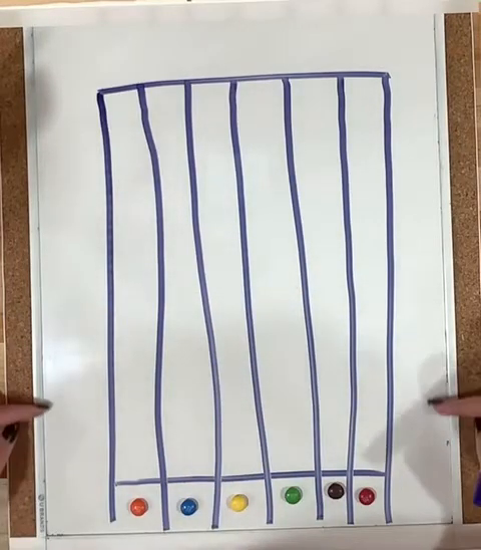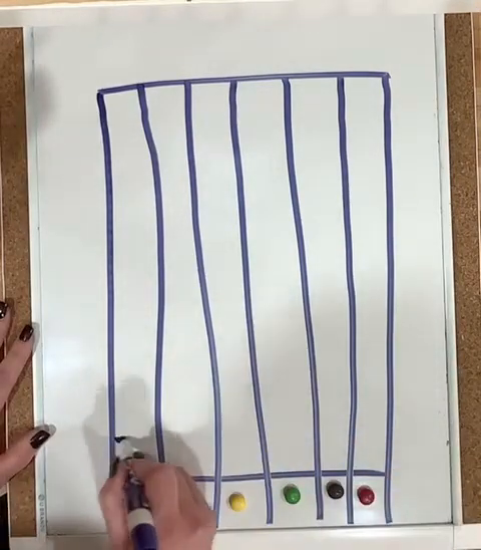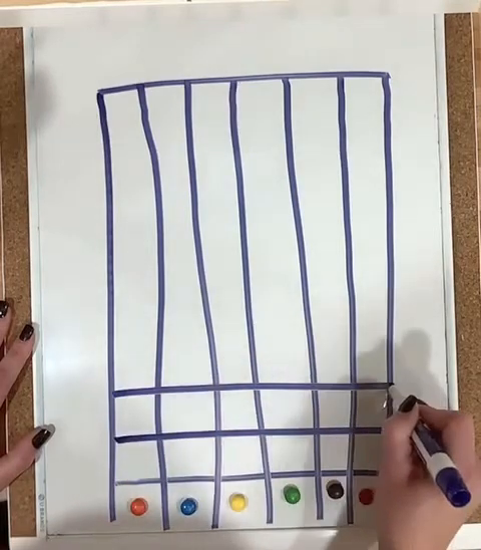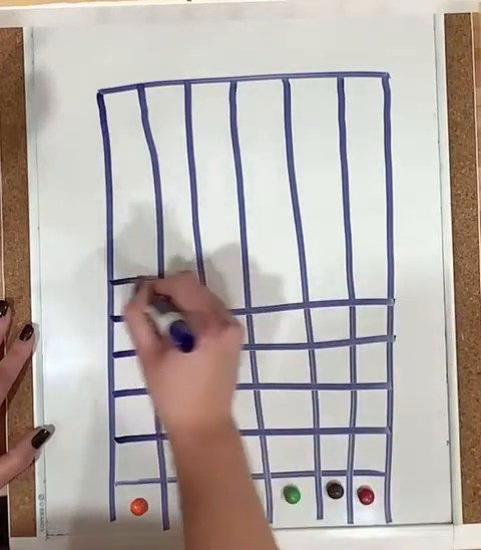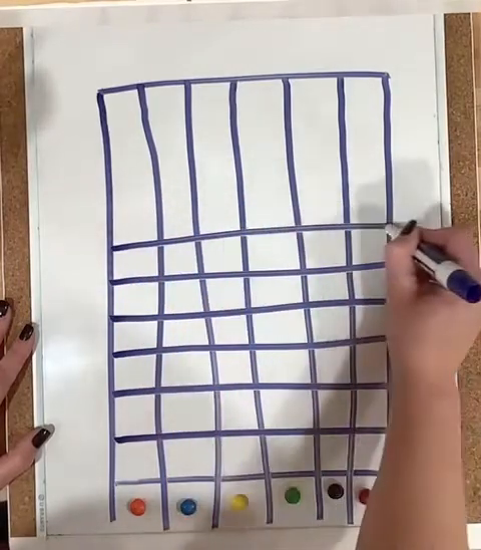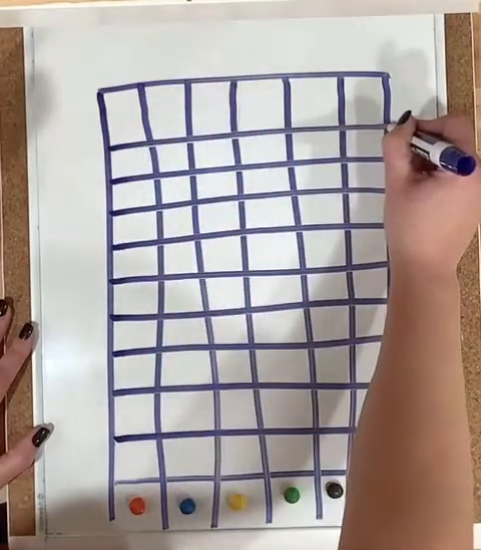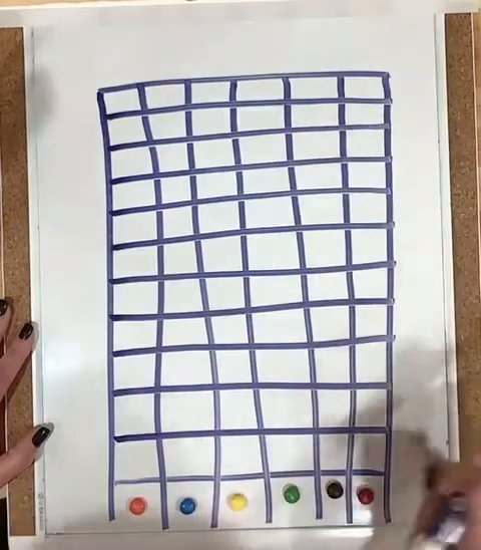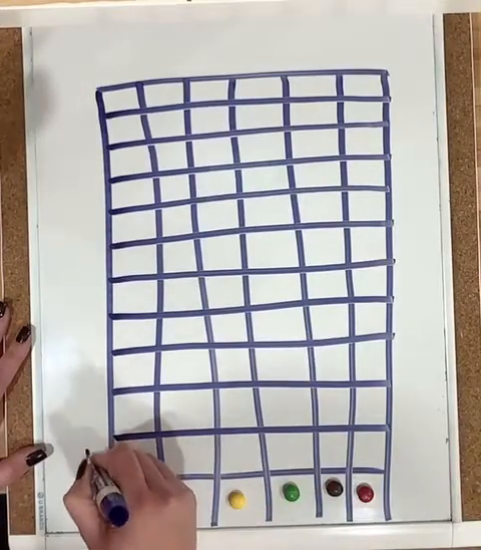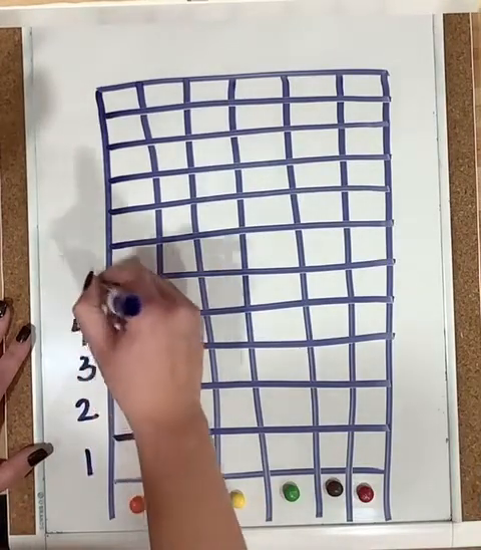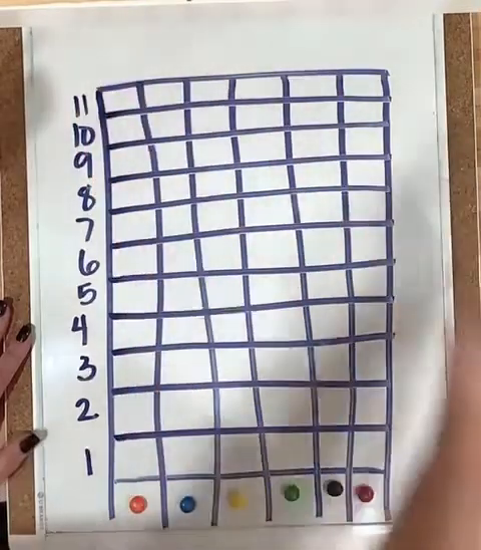Now I have to figure out how many is going to be represented going up. So I could make a bunch of squares going up. I know that my 8 green ones need to fit on this bar graph. So I need to have at least 8 rows. There. That should be enough. 1, 2, 3, 4, 5, 6, 7, 8, 9, 10, 11. 11 rows. Let's number them.